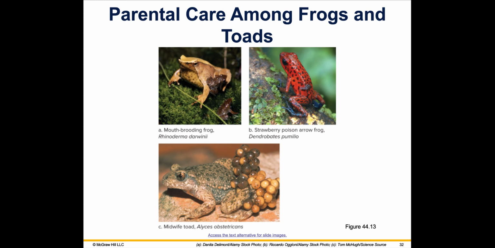We've got a strawberry poison arrow frog. They secrete a toxin and they can carry their little tadpole babies on their back. And then we've got our midwife toad that actually carries the eggs before they're hatched on their back. So they're still taking care of their babies, but just at different stages, right? We've got full grown frog, we've got tadpole, we've got egg, we've got I hide them out in my mouth, I have a sticky poison, or I am just protecting them.